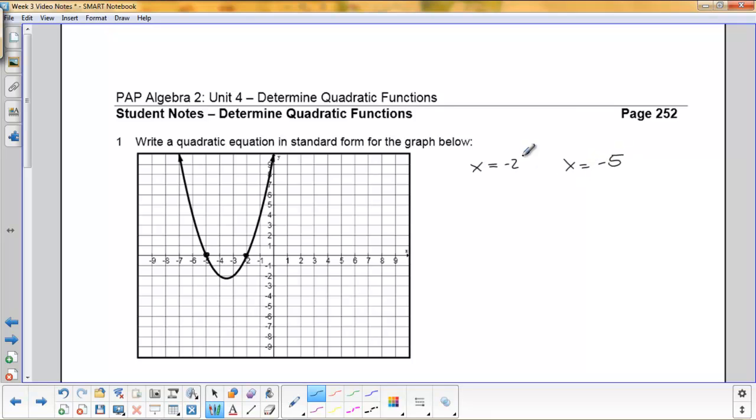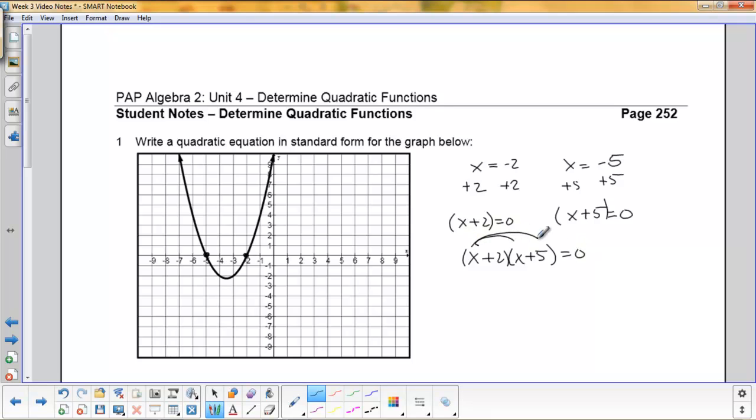Then what I'm going to do is solve this in reverse by adding 2 to both sides, adding 5 to both sides. That's going to give me x plus 2 equals 0, x plus 5 equals 0. And now what I can do is multiply those back together. x plus 2 times x plus 5 equals 0.